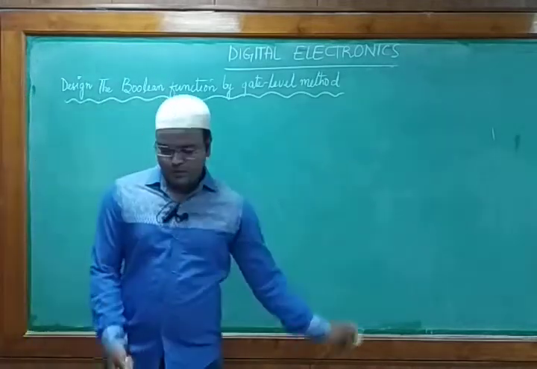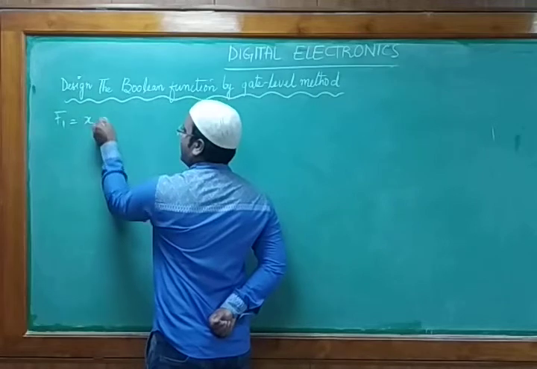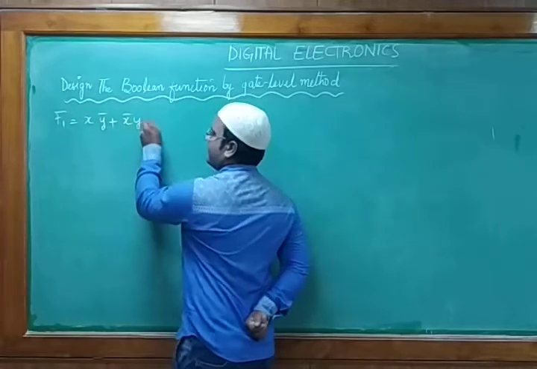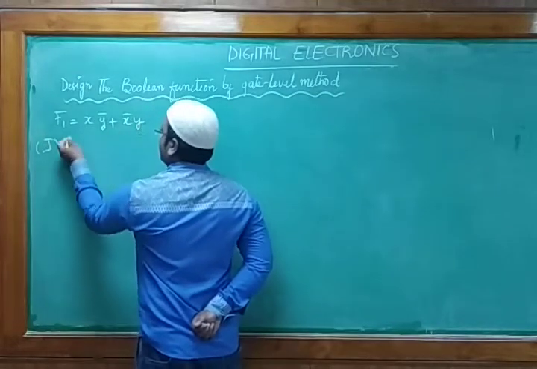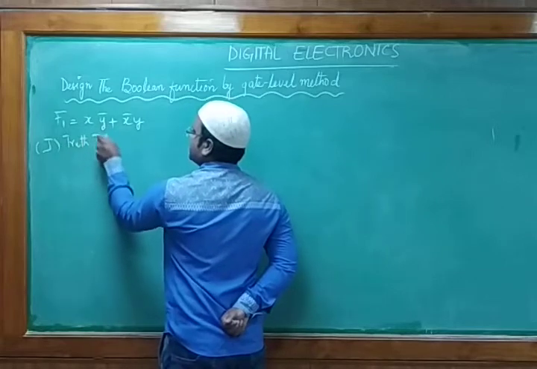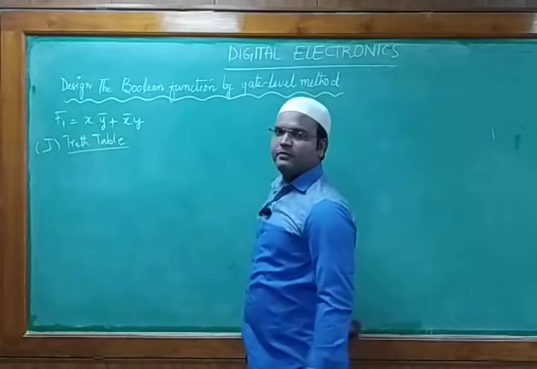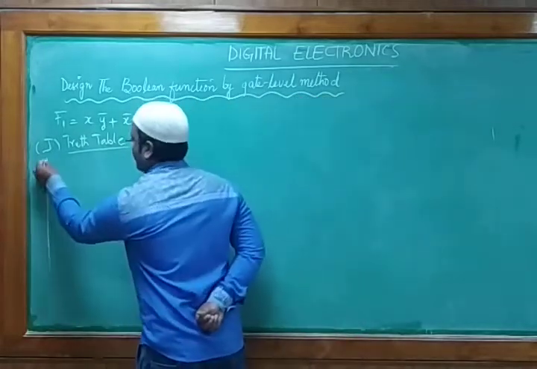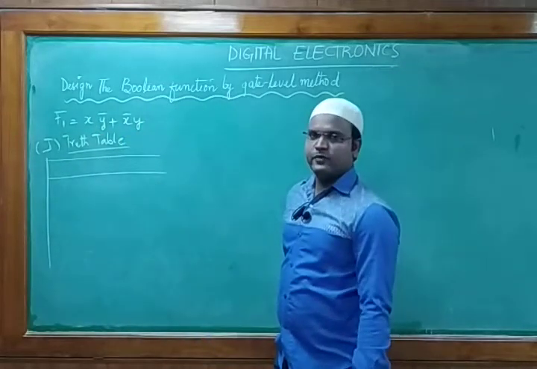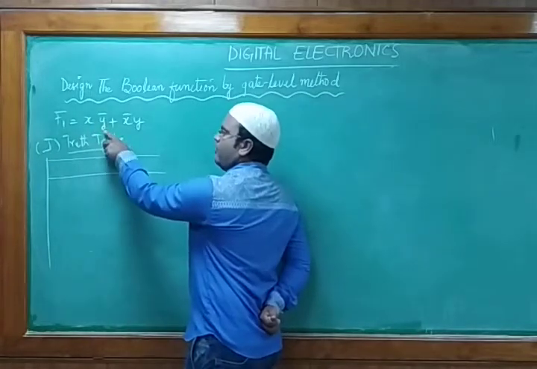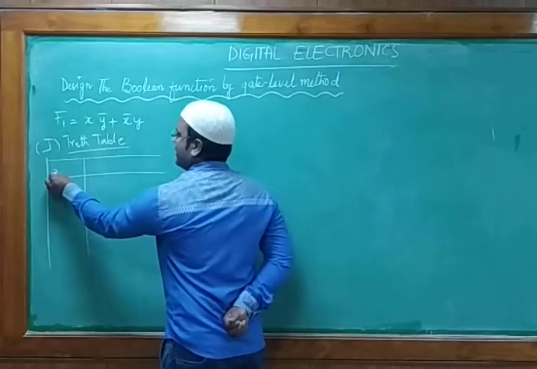So for example, they gave one Boolean function. Suppose we have the function f1 equals x y bar plus x bar y. We need to design it by using two methods. The first method would be our truth table method. In the truth table method, we'll try to find its truth table by taking this function. Since it is a function of two variables, we'll take x and y.